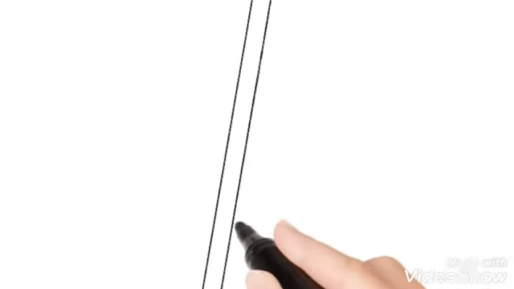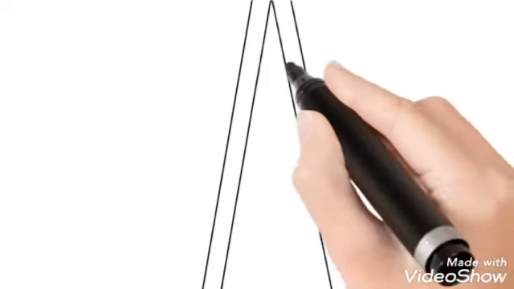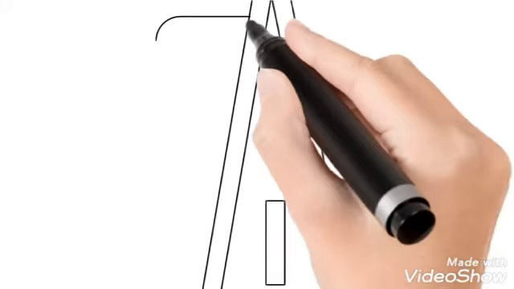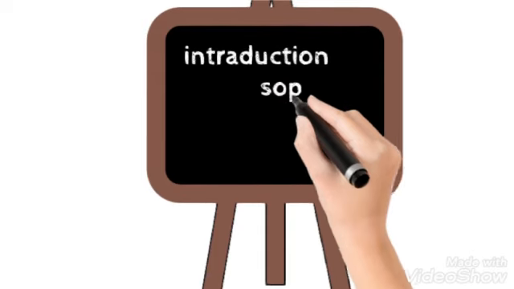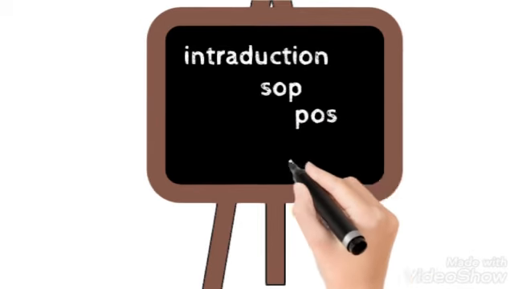Lots of people in the symbolic logic and digital electronics classes are having trouble with Boolean expressions and K-maps. So we are here to show you how to do K-map and Boolean expressions. In this video, we are discussing an introduction to SOP, POS and K-map.